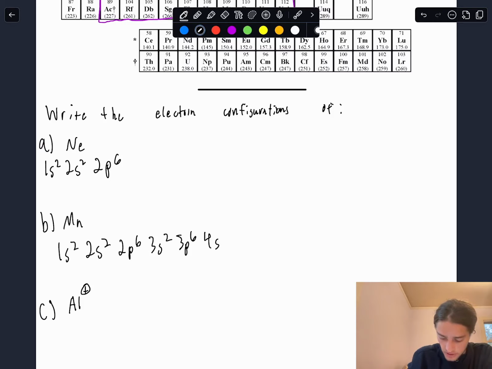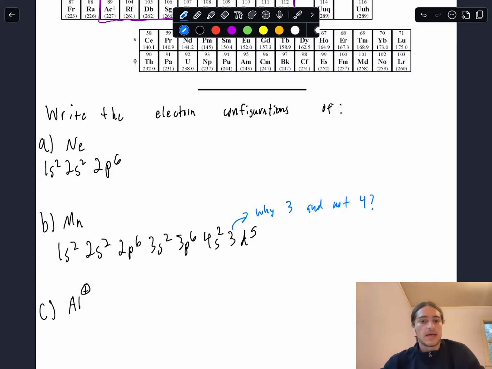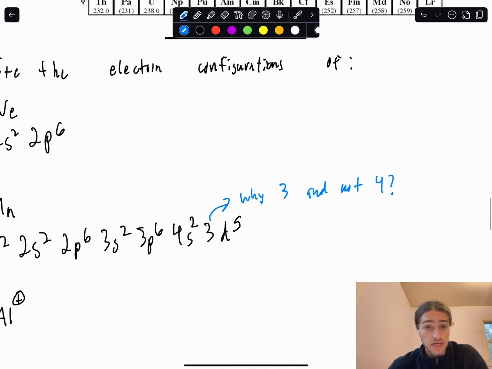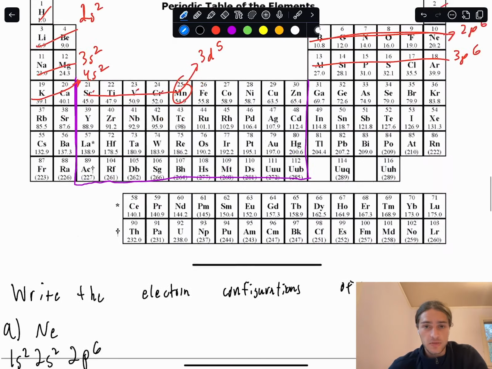3p6, 4s2, and then finally, here's the weirdness, we've got 3d5 at the end. So why 3 and not 4? To be honest, it's kind of complicated. But basically, the short answer is that the 3d orbitals, it really is a 3d orbital.